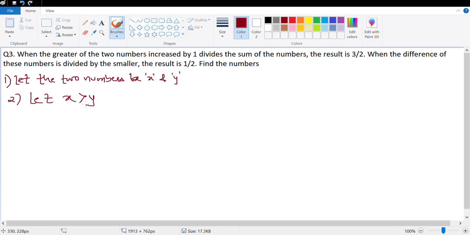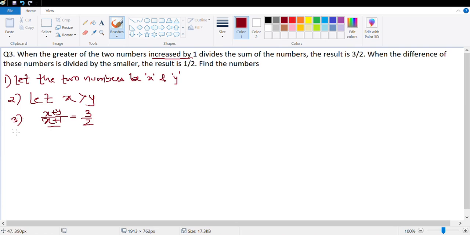Now let's try and make the equation. So it says when the greater of the two numbers increased by 1, which means x plus 1, divides the sum of the numbers, which means x plus y divided by x plus 1, the result is 3 by 2. Let's read it again. When the greater of the two numbers increased by 1, which means x plus 1, divides the sum of the numbers, which means x plus y, the result is 3 by 2.